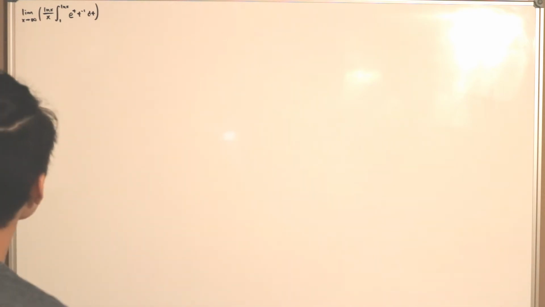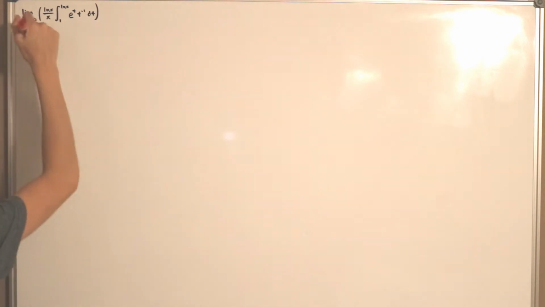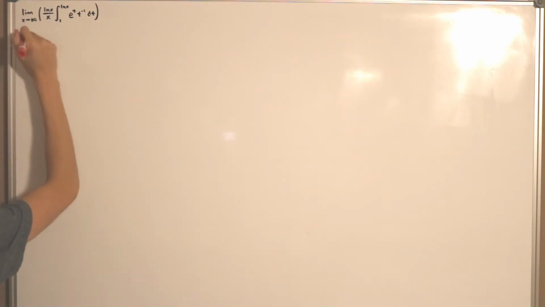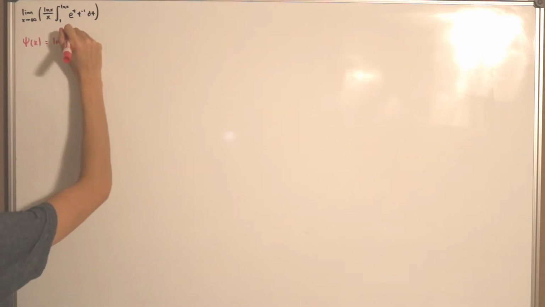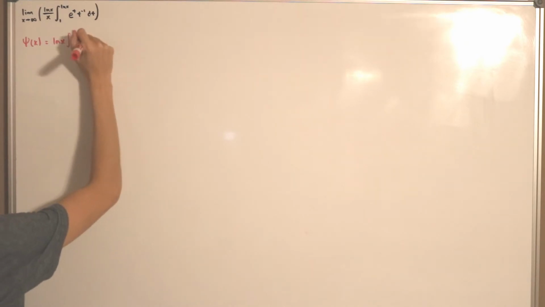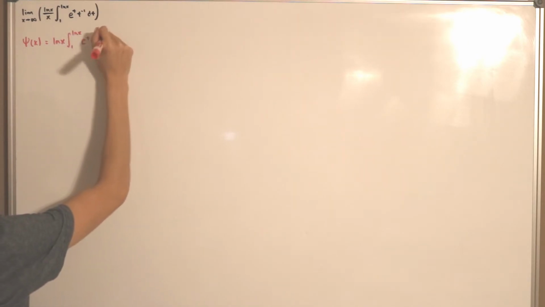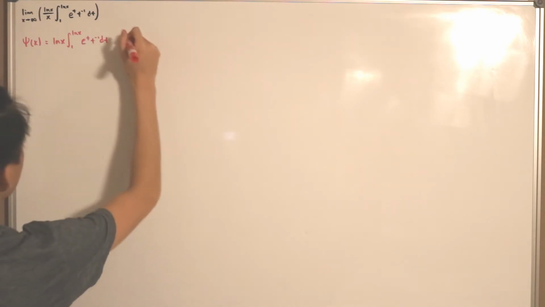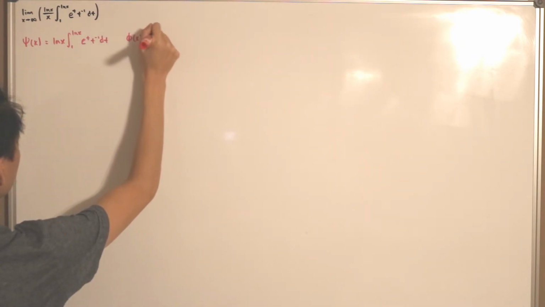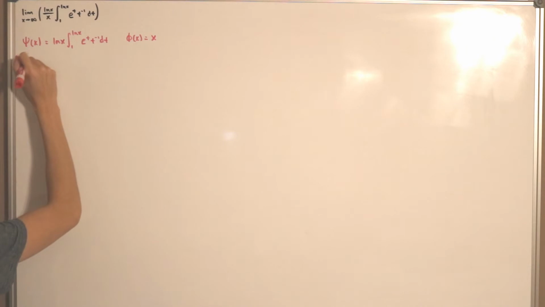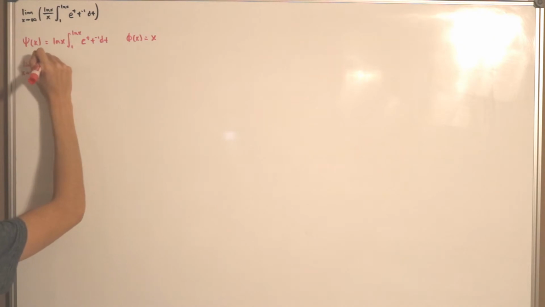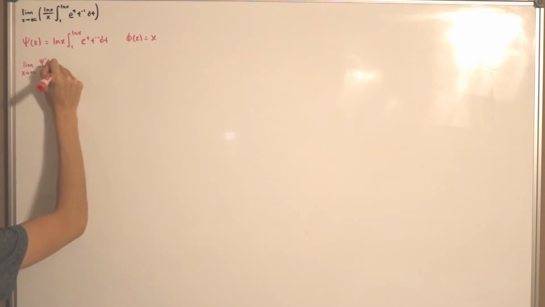But the numerator and the denominator, how am I going to define that? I'm going to define functions, let's say psi of x equals ln of x multiplied by the integral from 1 to ln of x of e to the t times t to the negative 1 dt, and then I'm going to let phi of x equal x. Okay. Since we have an infinity over infinity indeterminate form, we need to use L'Hopital's rule. So take the derivative of the top, then take the derivative of the bottom, and then take its limit from there.